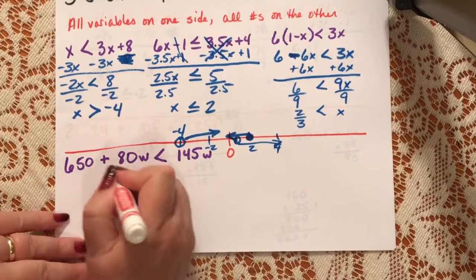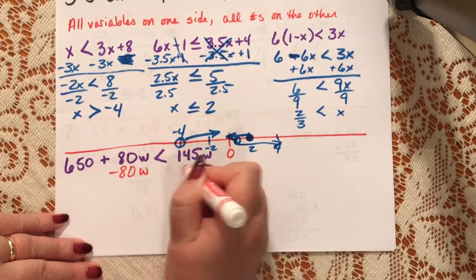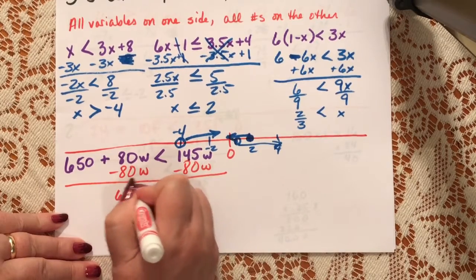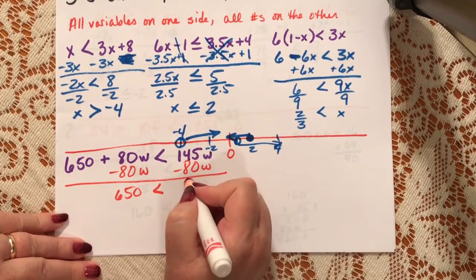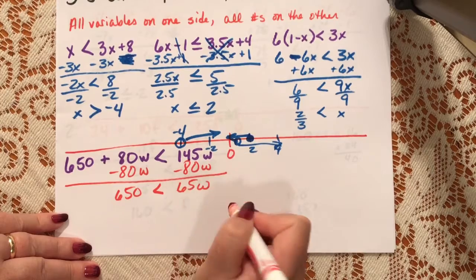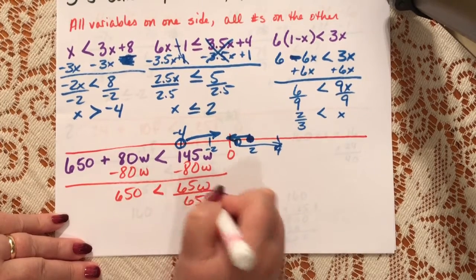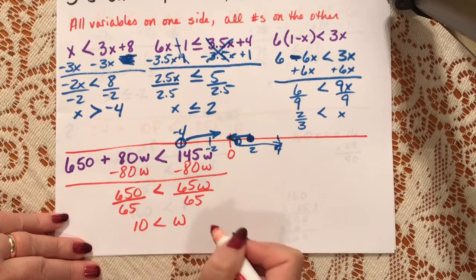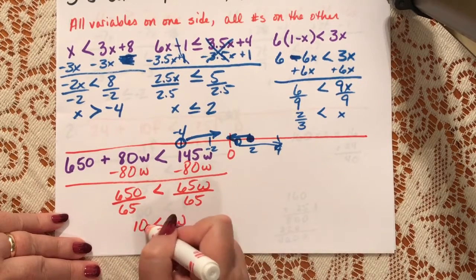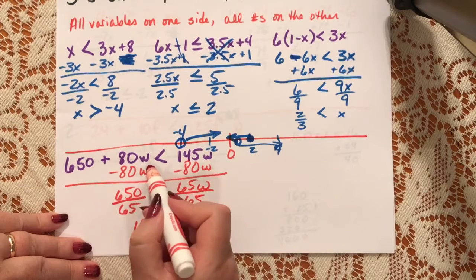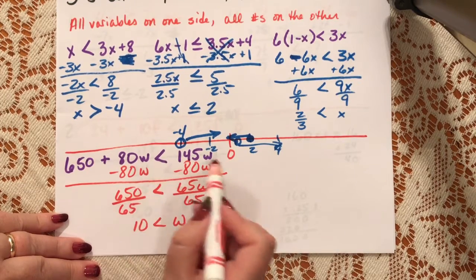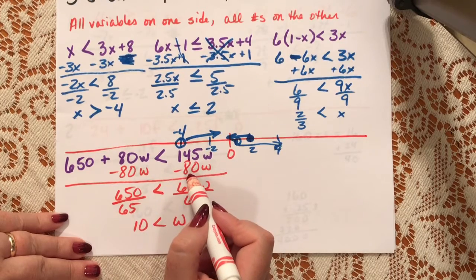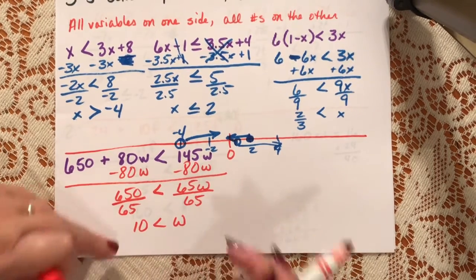So we are going to subtract 80 weeks from both sides. And we have 650 is smaller than 65W. And I'm going to divide each side by 65. And I have 10. So when an ad runs for more than 10 weeks, the daily info is less. But if it runs for shorter than that, then you send it to the other paper, the People's paper.